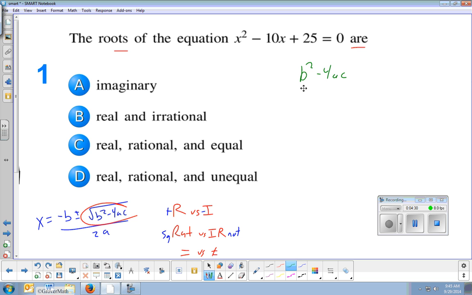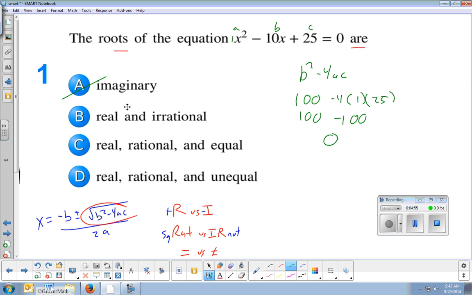And so the b squared would be, here's your b. A is 1, c is 25. So b squared is 100. Remember, even though it's negative, it squares to positive. And then negative 4 times 1 times 25 is negative 100. 100 minus 100 is 0.